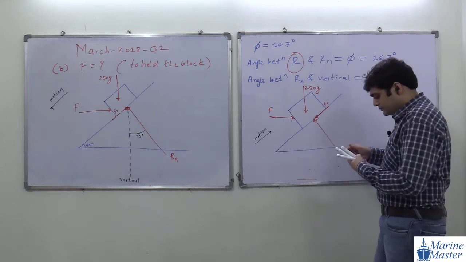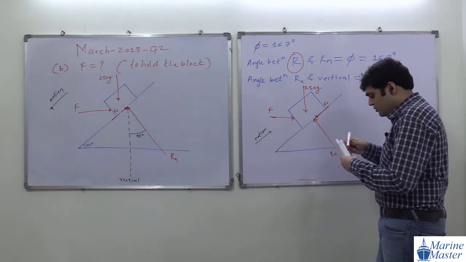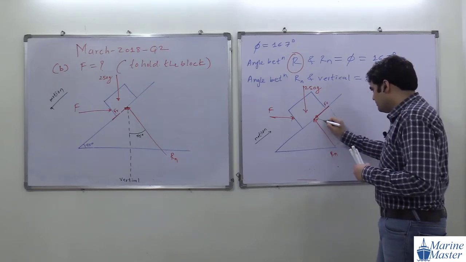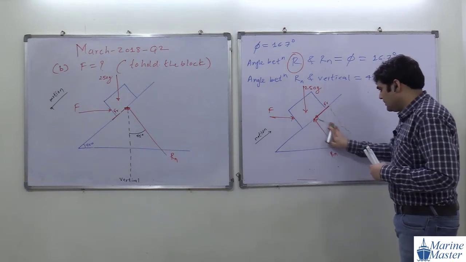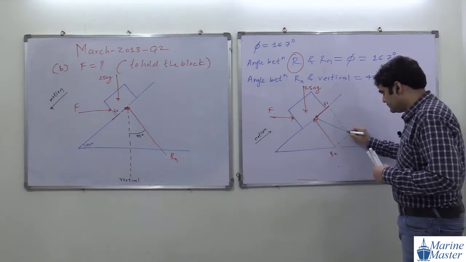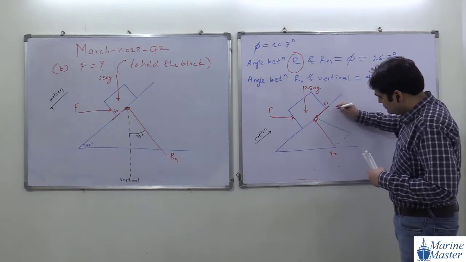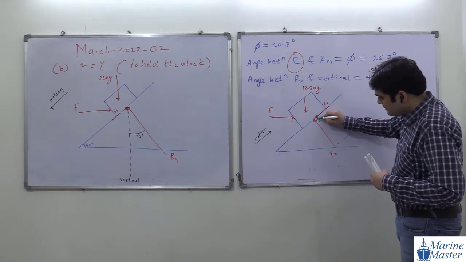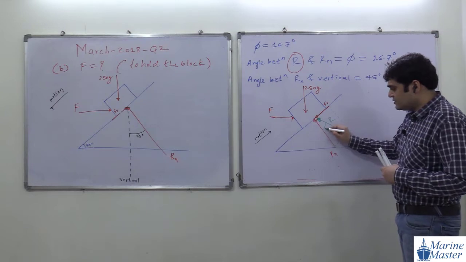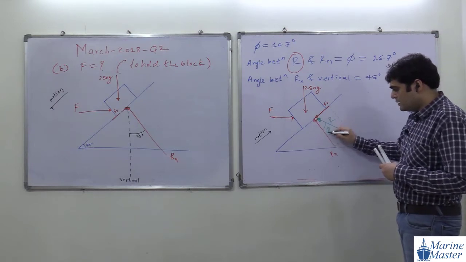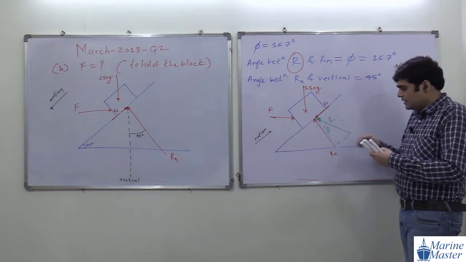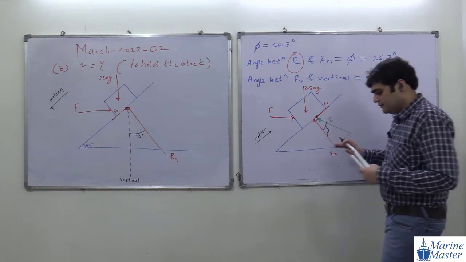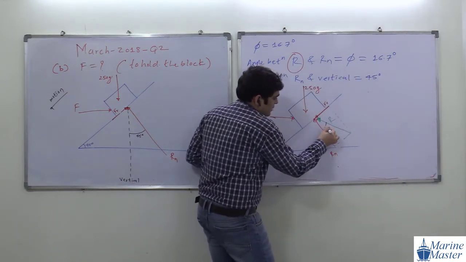So here, this is Rn. And then the resultant reaction will be, by this green color pen, this will be R. This angle is phi. This angle is phi. Okay. I will use a black color pen so that it is properly visible. This angle is phi.